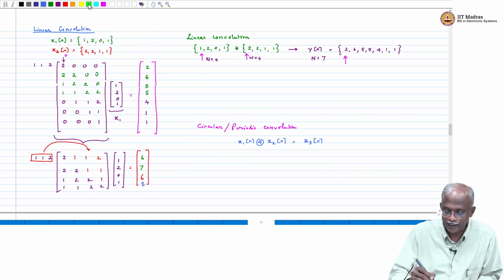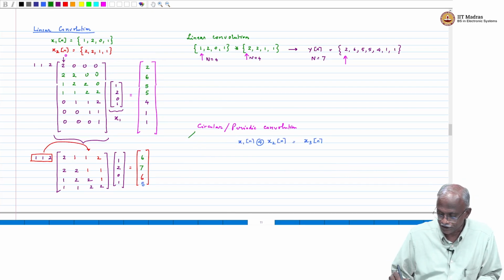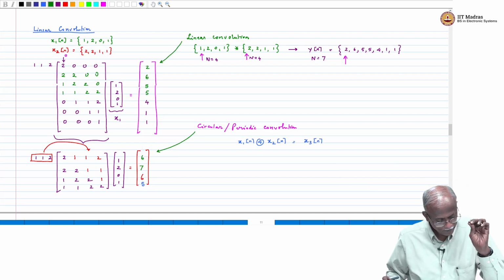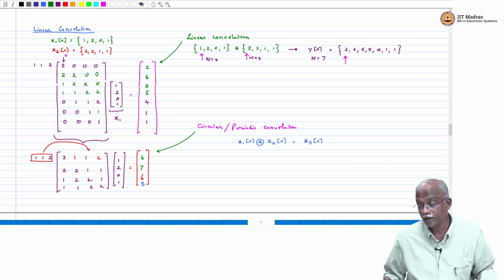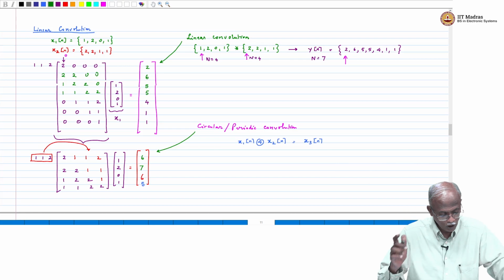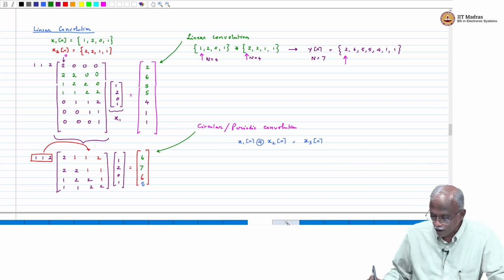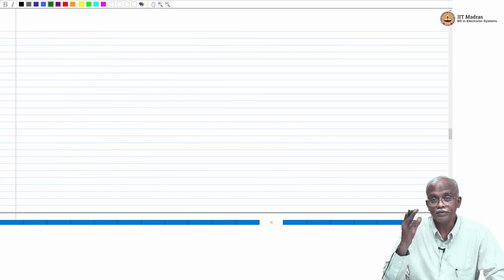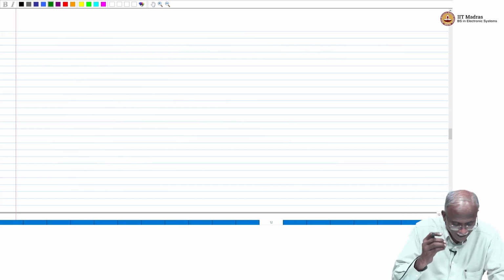So, this is circular convolution. This is linear convolution. Very, very important results: how to put it in the form of a matrix operation. Now comes a very interesting observation, which I hope you will try out and appreciate what is happening.